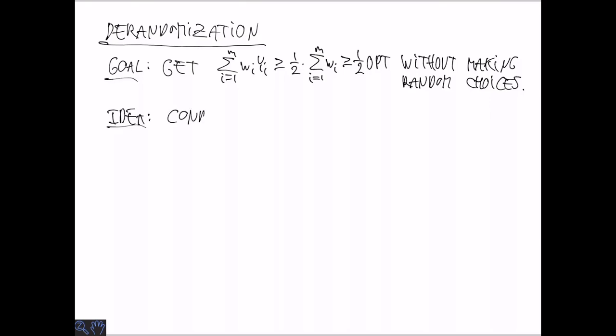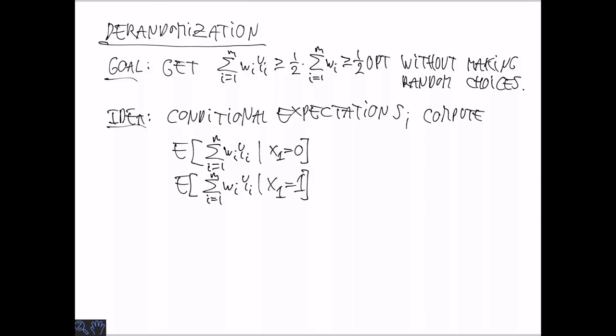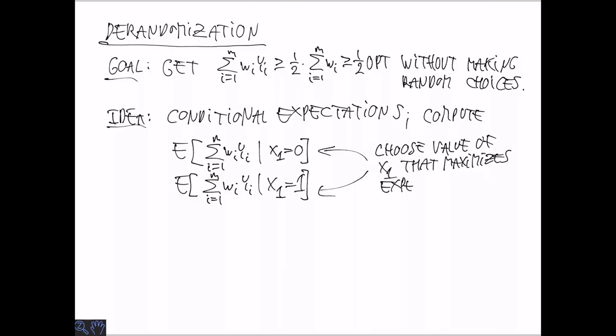So the idea is to look at something called conditional expectations. Conditional expectations are the expectations that you get by fixing a variable to some value. So we can look at the expected value of ei times yi conditioned on x1, for example, being either 0 or 1. And it's easy to compute this expectation for a given formula, and we simply choose the value of x1 that maximizes the expectation. And then we repeat with x2, x3, and so forth.